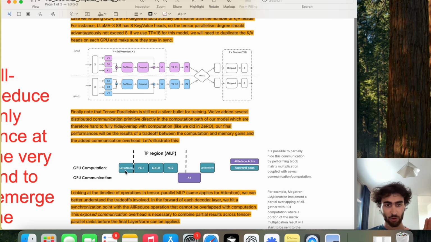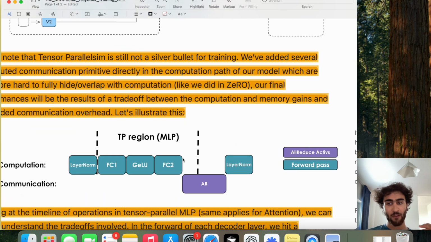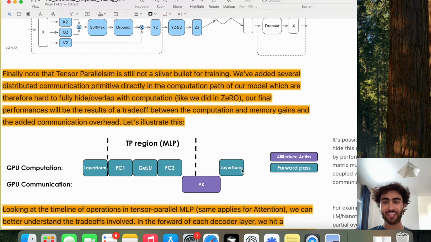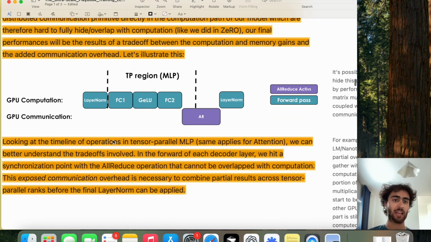So we first have layer norm, which is pre-layer norm, and then we apply our MLP layer: FC1, GELU, FC2. So this is the activation function, and these are the up projection and down projection matrices. And then this is only done for a subset of our weight matrix. So we all reduce to gather these across the GPUs. And then we have another layer norm. Looking at the timeline of operations in TP-MLP, which is similar to attention, we can better understand the trade-offs involved.